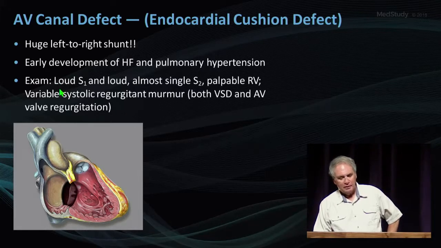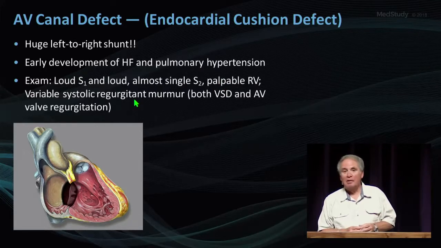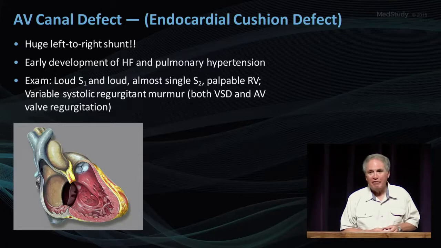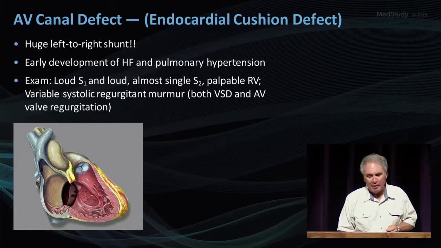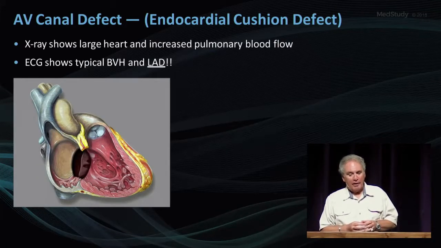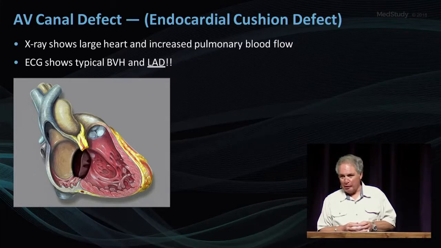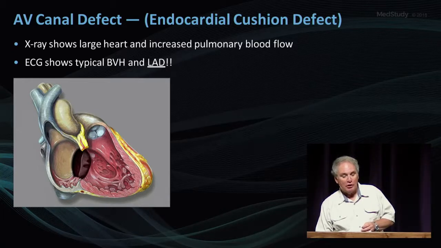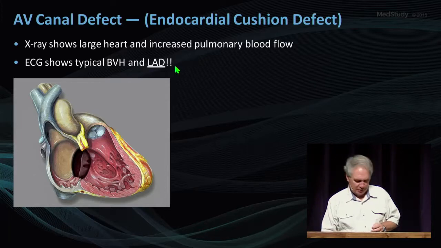On exam, you'll hear a loud first sound and a loud single second sound. There's almost always pulmonary hypertension. The right ventricle will be palpable, and there may be a systolic murmur or not, depending on how much AV valve insufficiency there might be. X-ray will show a large heart, increased pulmonary blood flow. I've shown you examples of that before. The ECG will show typical biventricular hypertrophy, and here you go, folks. Left axis deviation. It's one of the 2 big heart defects that you can expect to see left axis deviation on the electrocardiogram.